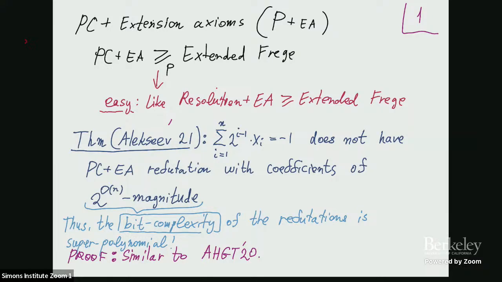The magnitude is 2 to the 2 to the something, since you also allow taking square roots. So it's a super exponential magnitude, and the bit size is super polynomial.